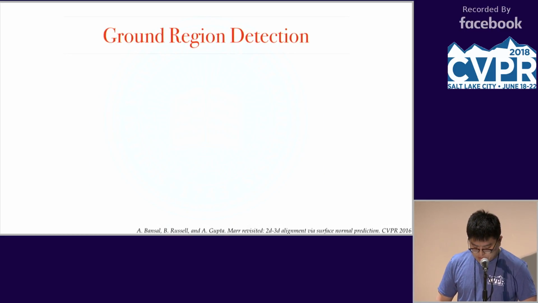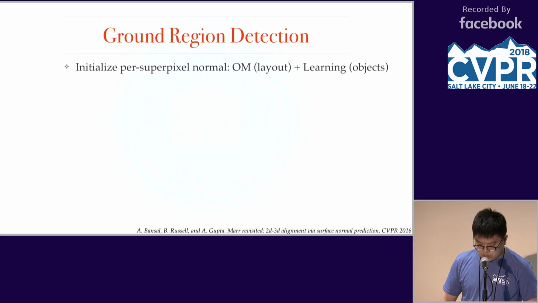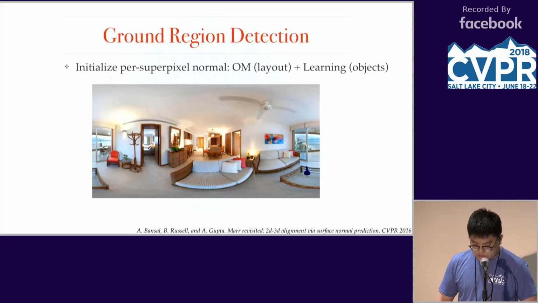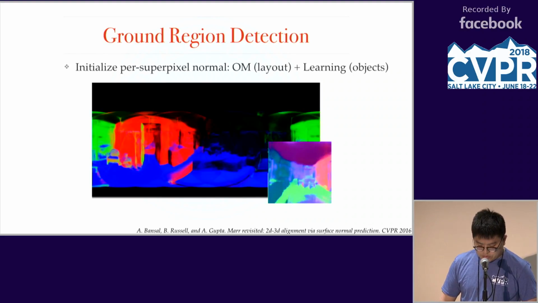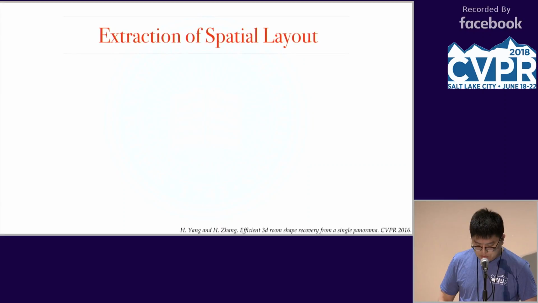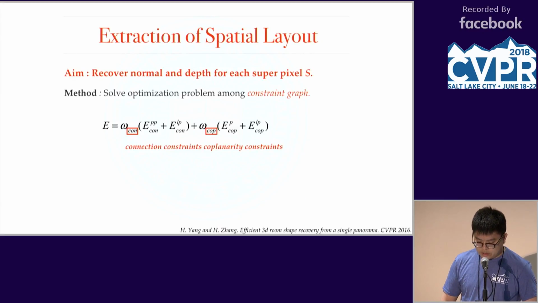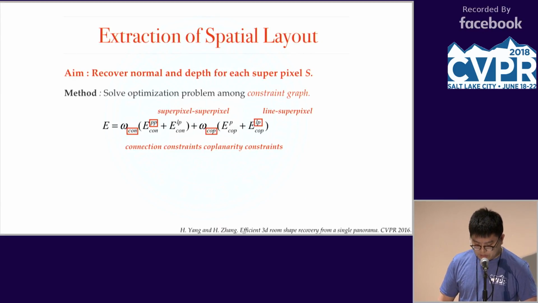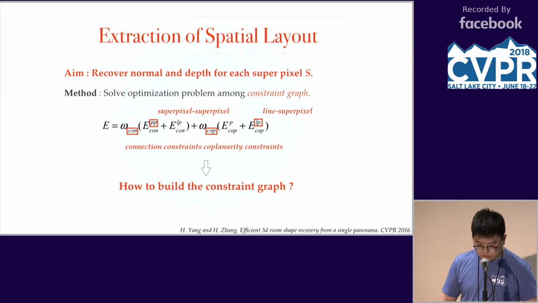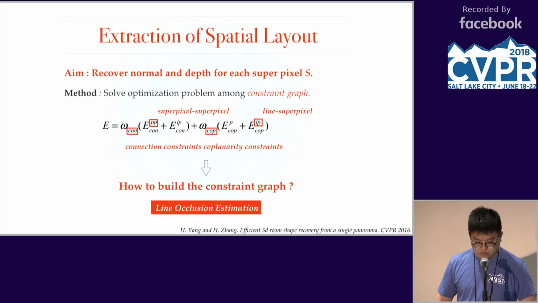We initialize the ground region with the pixels that are labeled as ground by the geometric context. We then use the surface normal maps as the seeds to propagate the ground region. To solve this problem, we explore the connection constraints and the coplanar constraints between the superpixel to superpixel, line to line, and line to superpixel pairs.